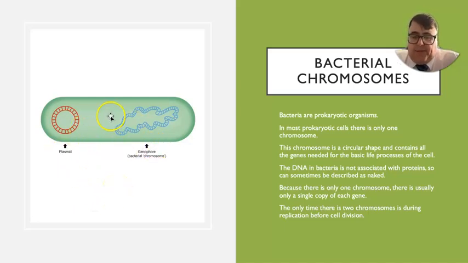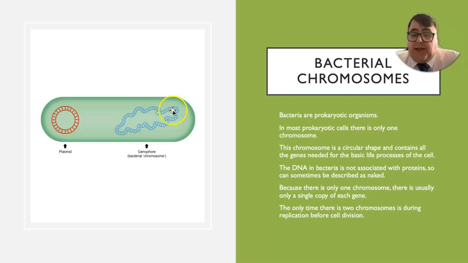Now, this picture here, I'm actually referring to the blue one. This is the chromosome that's in a circular shape. Ignore the red one that is very much looking like a circle in this picture. But the blue one here, this is the chromosome that's in a circular shape. This blue chromosome has all the genes that the cell needs for basic life processes. So everything the cell needs to survive is in this blue circular chromosome here.